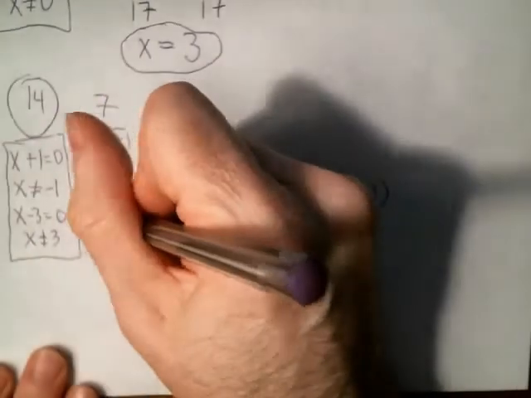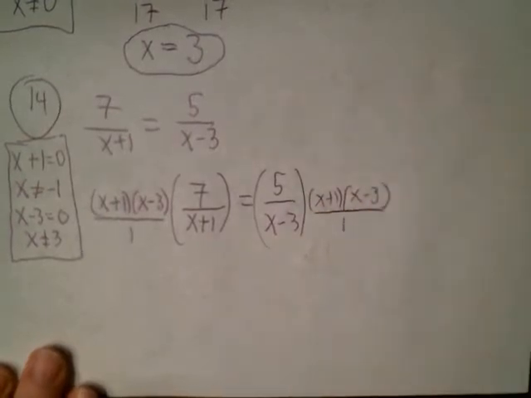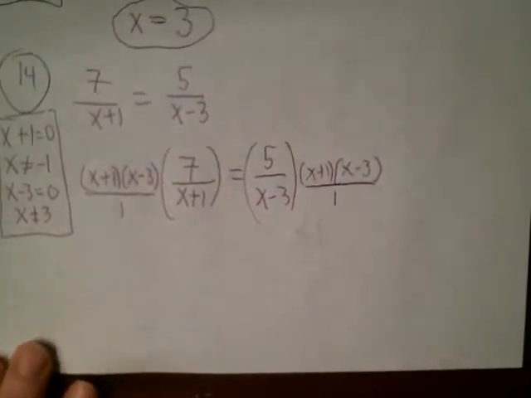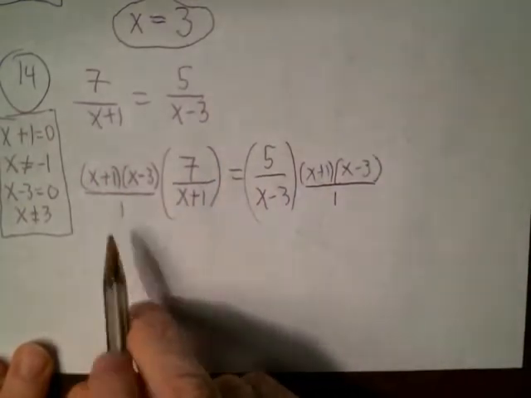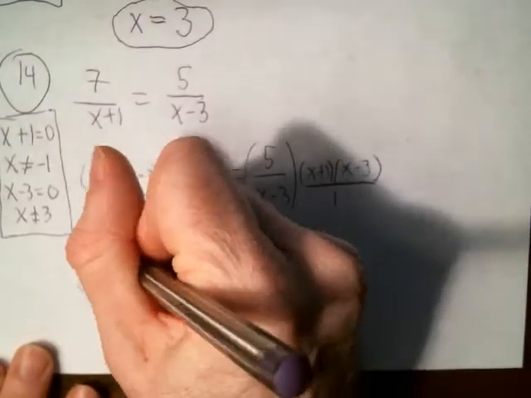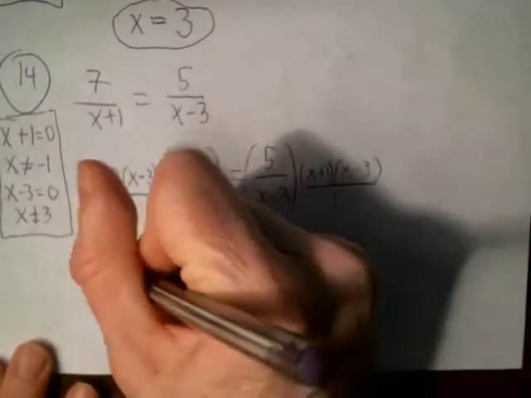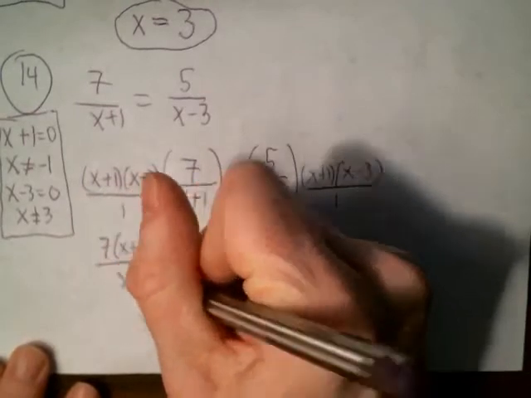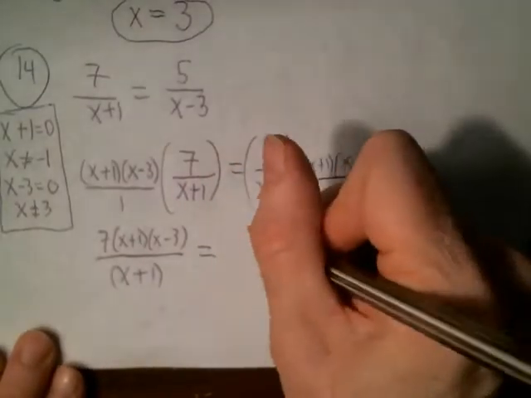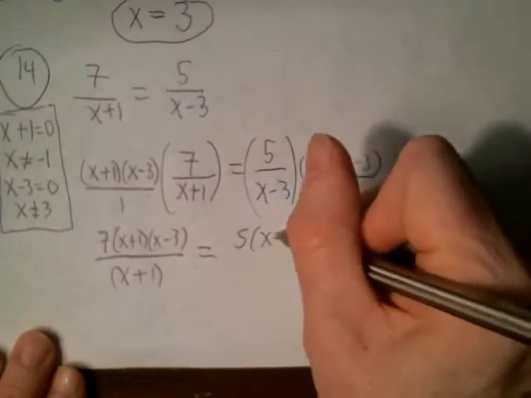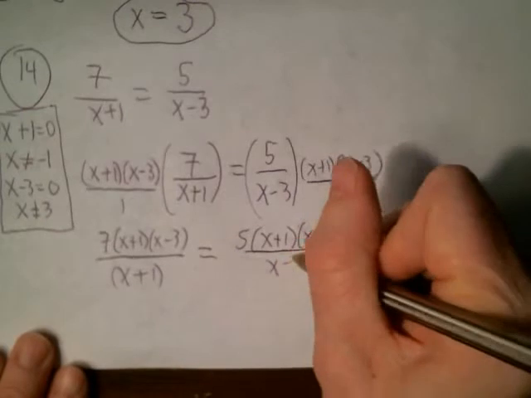If you wish, you can multiply it all out. I usually just do these in my head, but I'll show you because you've probably not been doing them very often. If you multiply this out, what do we get? Well, we have 7 times x plus 1 times x minus 3 all over x plus 1, like that. On the other side, you have 5 times x plus 1 times x minus 3 all over x minus 3.